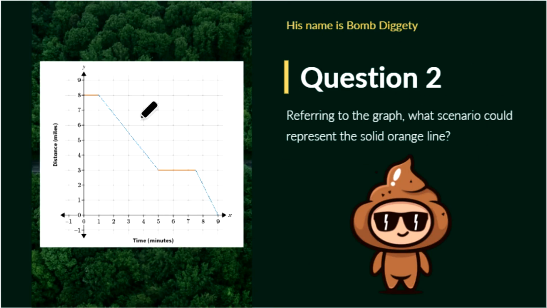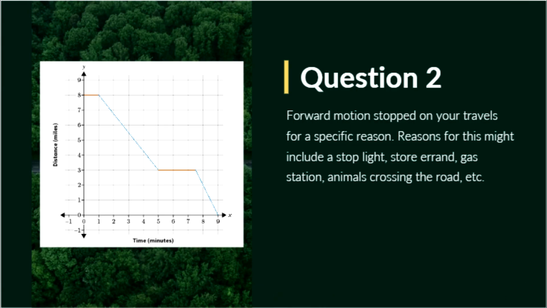Referring to the graph, what scenario could represent the solid orange line? Now, this is one of those many answer questions, so they just give an example. But what's going on if we have these solid orange sections? Pause it, figure it out, come back.